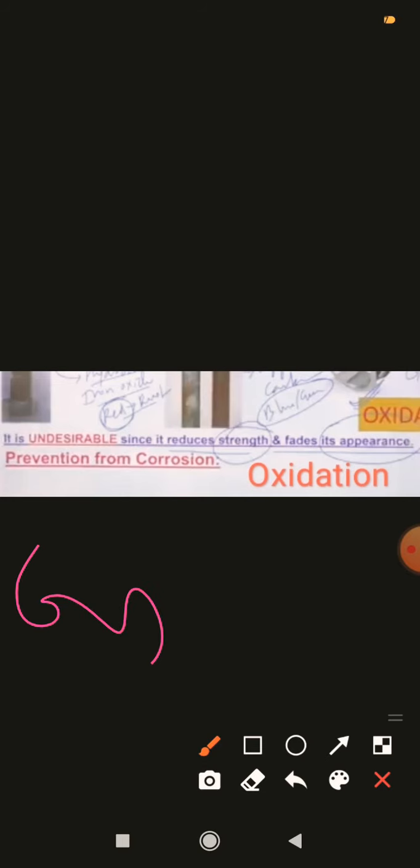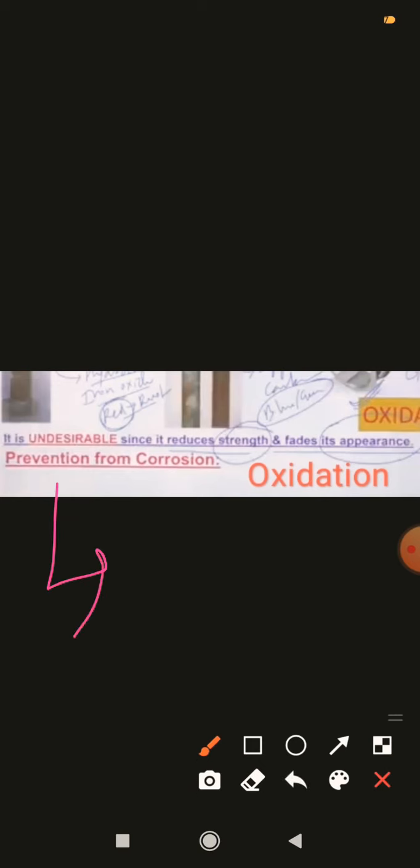So we must prevent corrosion. What are the preventions of corrosion? For example, greasing, galvanization, iron plating, oil paints, etc. These are many preventions for corrosion. In detail we can take them in the third chapter, metals and non-metals. In this chapter we must remember there are many processes of prevention from corrosion: greasing, galvanization, iron plating, oil paints, etc.